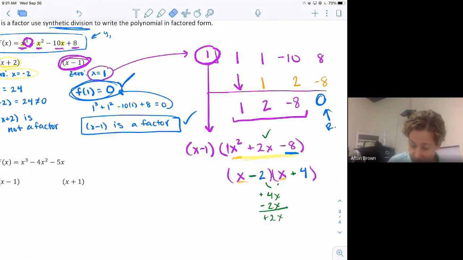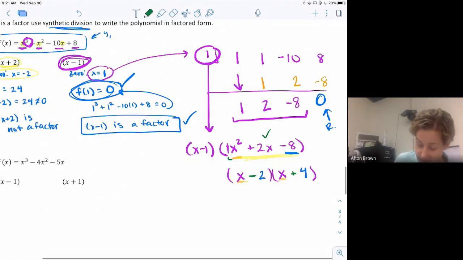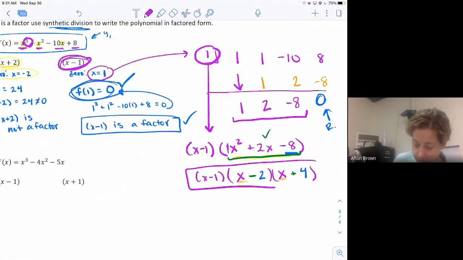Or you could have done the diamond method. So however you want to factor, we take this quadratic and we factor it. The x minus 1 just stays in front. Now we have it in factored form.